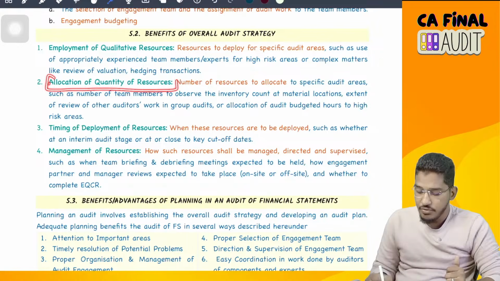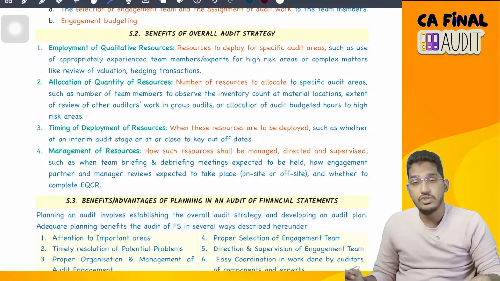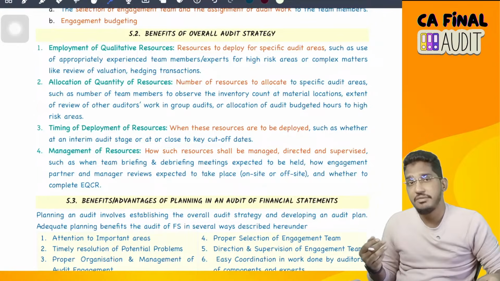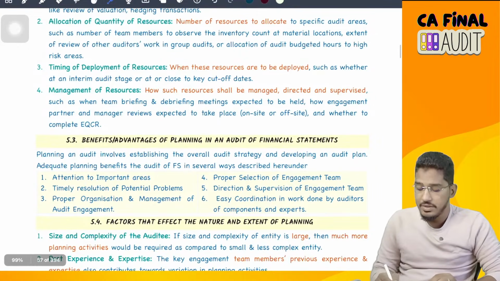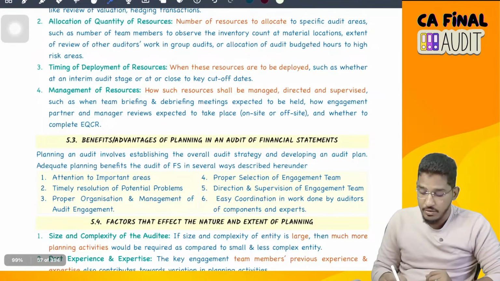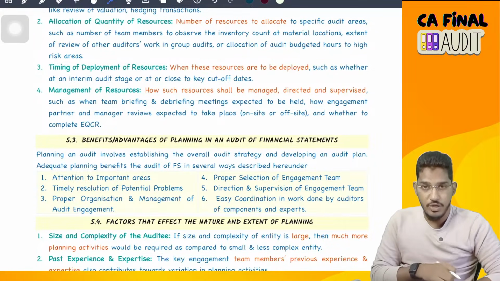Then allocation of quantity, you can also take better decisions on the quantity of the resources. How many resources do you want for each area? For inventory verification, how many people do I want? For internal control verification, how many people do I want? So you can take better decisions regarding the quantity of the resources. And also you can take better decisions regarding timing, when resources are required to be deployed.